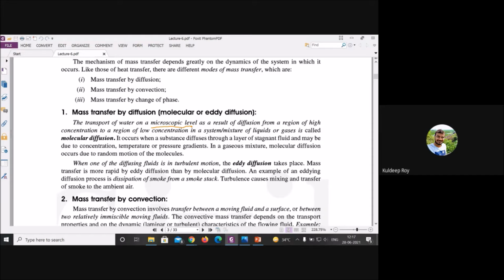What does that mean? You have to apply some kind of external force or external source of energy to increase the mass transfer in your reaction system. So there are two types of diffusion. One is molecular diffusion, meaning infinitesimally small particles at the microscopic level. The second is eddy diffusion, where you are adding some kind of external force. We will check one video.